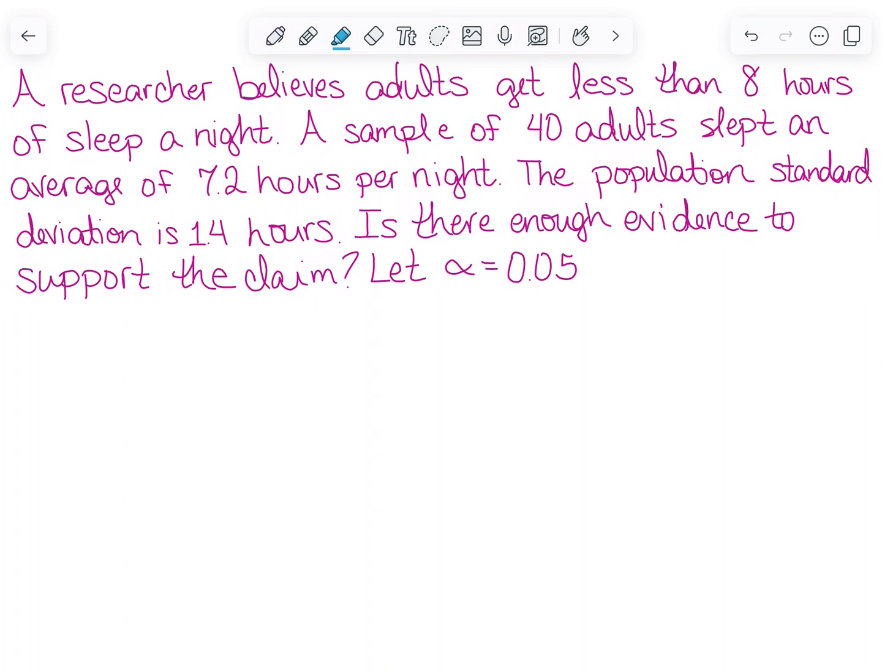Let's look at an example. A researcher believes adults get less than 8 hours of sleep per night. A sample of 40 adults slept an average of 7.2 hours per night, and the population standard deviation is 1.4 hours. Is there enough evidence to support the claim? And we're going to let alpha be 0.05.